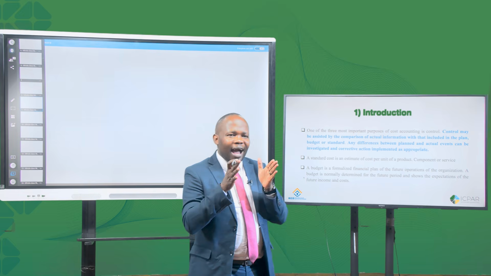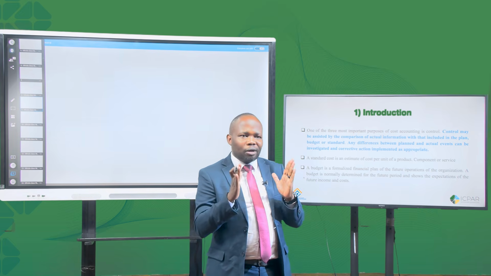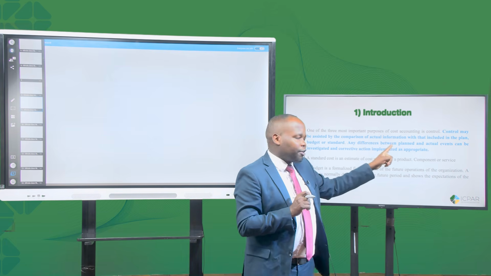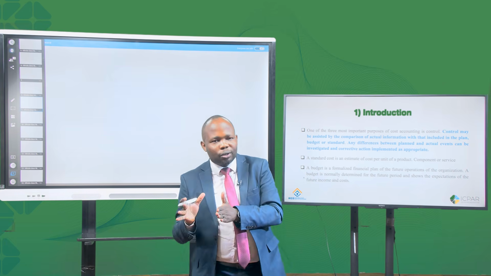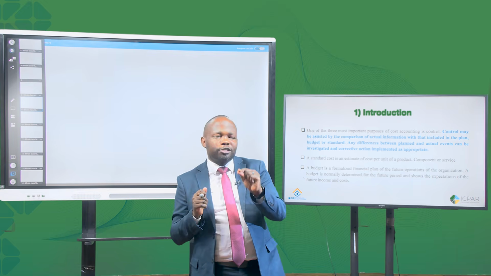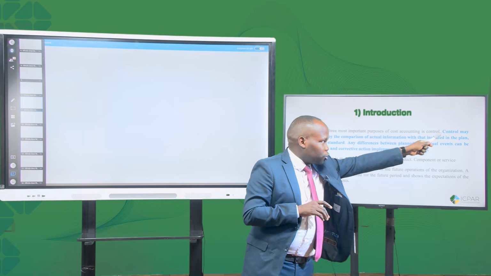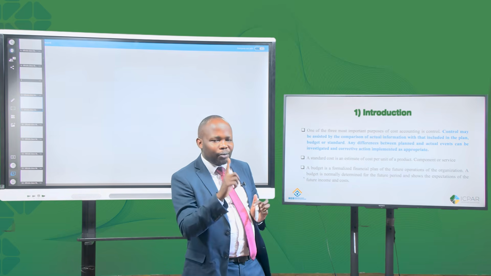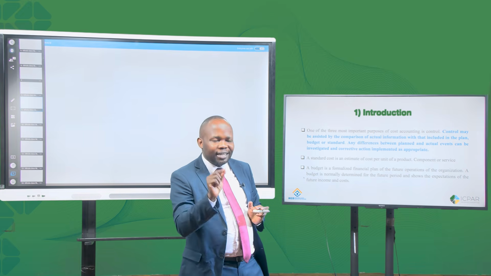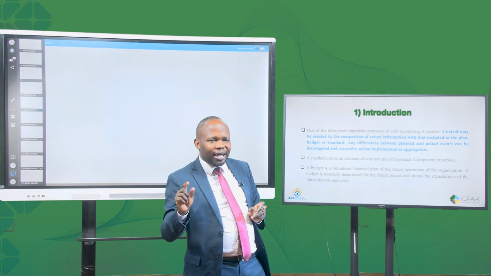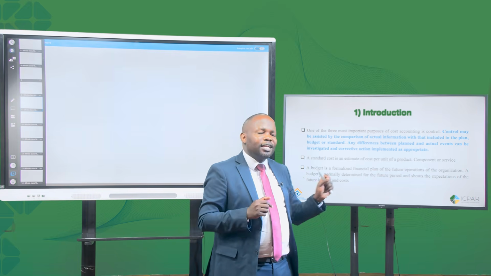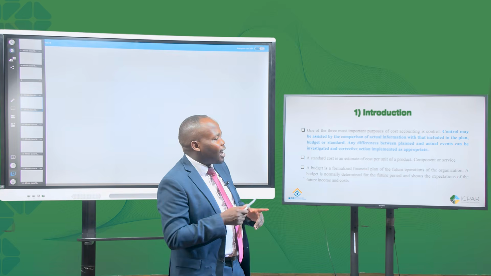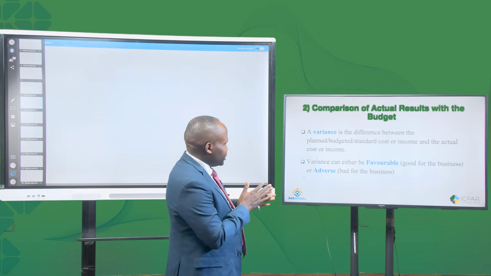So when we compare actual information or actual results to the plan, and you get the difference between the plan and actual, and you investigate the cause of the difference, that is what is called control. So what is control in summary? It involves comparison of actual results to the plan to get the difference and investigate the cause of the difference. This difference, later on we will see, it's called a variance. So this difference between plan and actual is called a variance.